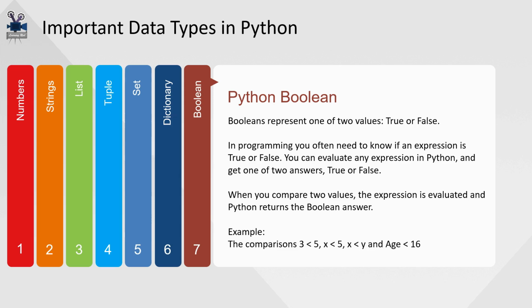So for example, if you see the comparisons, 3 is less than 5, or x is less than 5, x is less than y, age is less than 16 or greater than 16, and so on, right? These are the examples. A Boolean expression is any expression that has a Boolean value. For example, the comparisons, right? If you look at the comparison, 3 less than 5 will always give the result true because 3 is always less than 5.